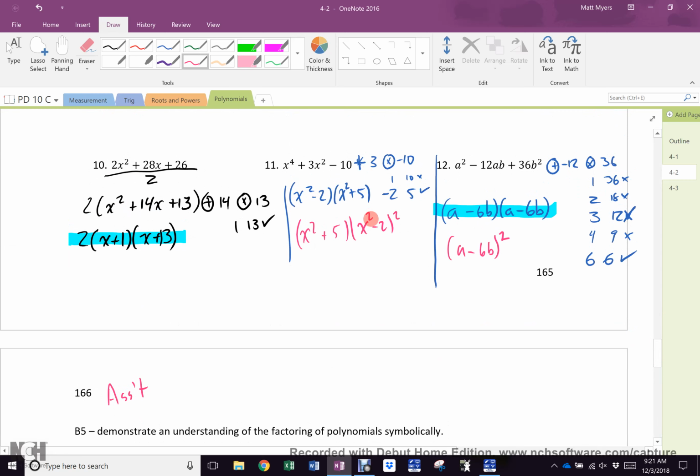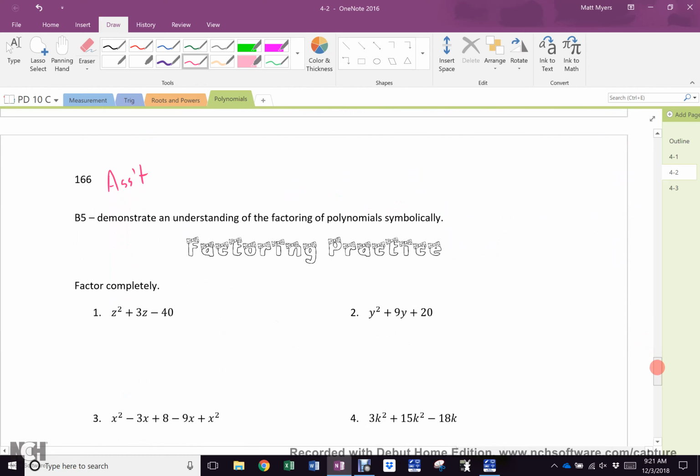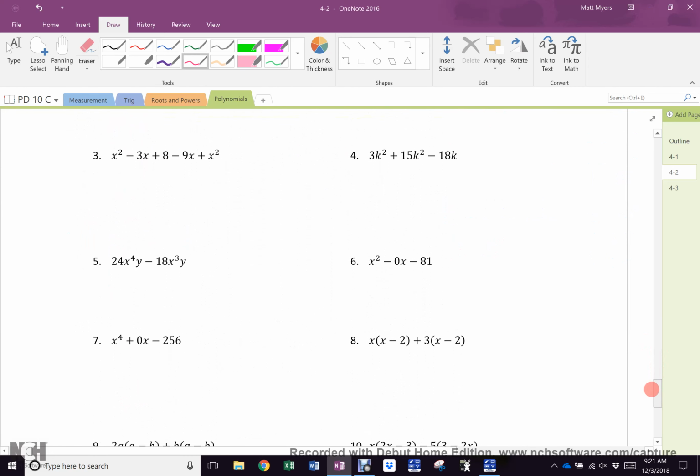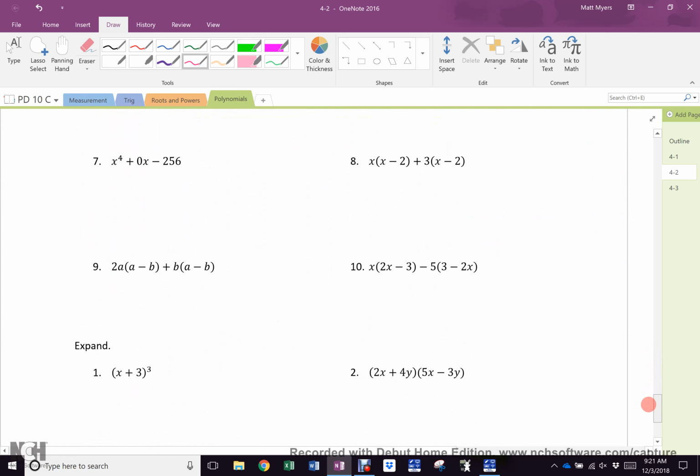Oh, it's x squared minus 2. In this next page, you are going to need to be very careful with 8, 9, and 10. You're going to need to do a lot of thinking, but you have the knowledge. Apply what you know to 8, 9, and 10, and you will be just fine.